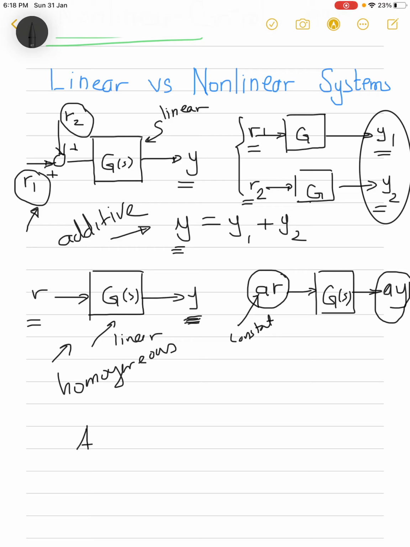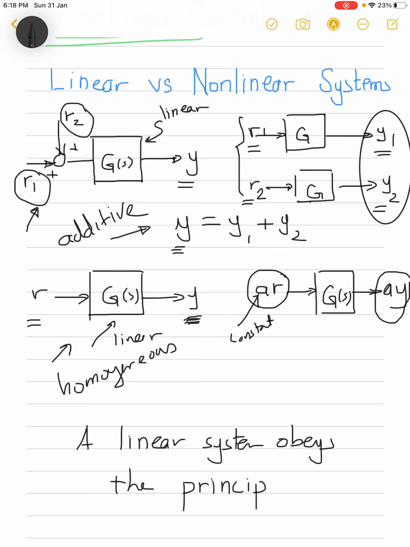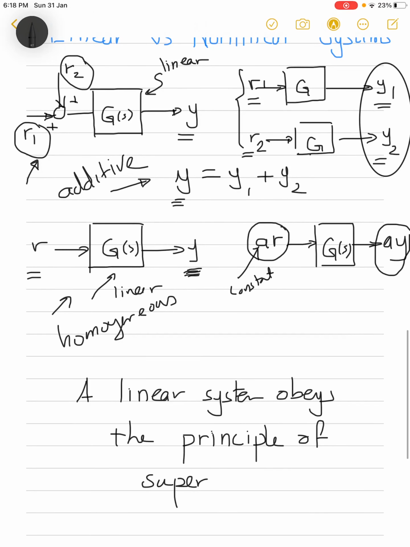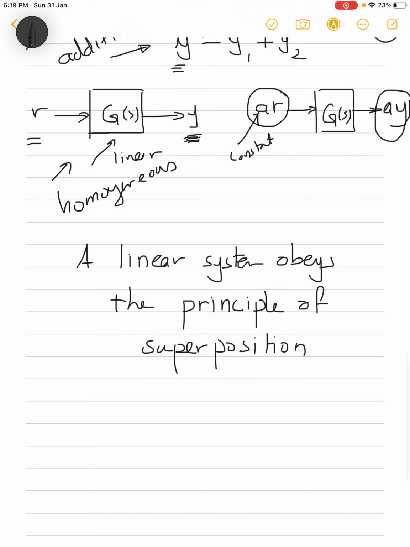So a linear system obeys the principle of superposition. This is the definition of a linear system. If the system does not obey the superposition principle, then we call that system nonlinear. So nonlinearity is reflected directly by the fact that the system doesn't follow the superposition. Now let us see an example to illustrate this.